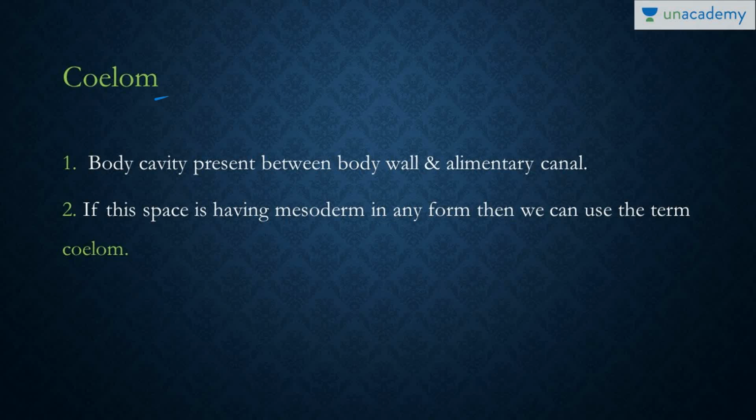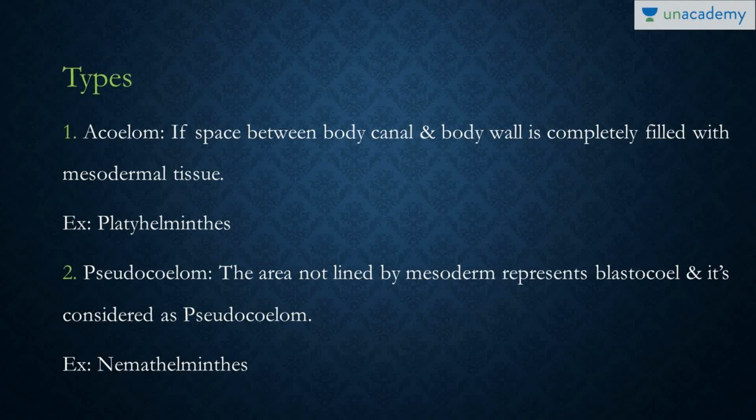So now we'll talk about coelom, or the body cavity. A coelom is nothing but a body cavity present between the alimentary canal, which is the gut, and our body wall. So there are various types. Firstly, the first type is acoelomate. What does this mean? If this cavity is completely filled with mesodermal tissue, then the organisms are called acoelomates. It includes the most primitive organisms, which have a body wall and alimentary canal as such, though it may not be complete. The example is platyhelminths.